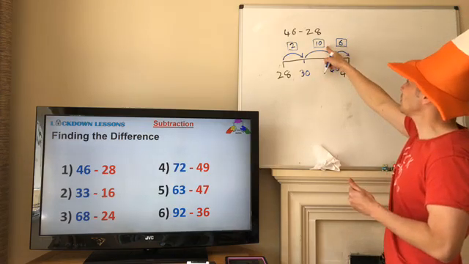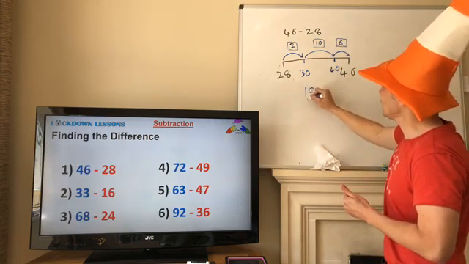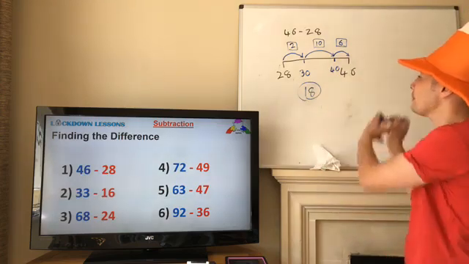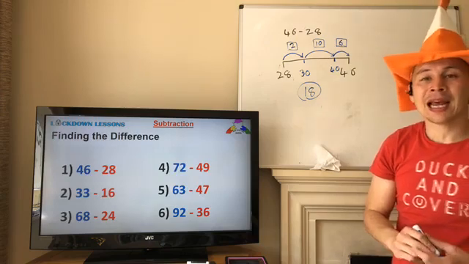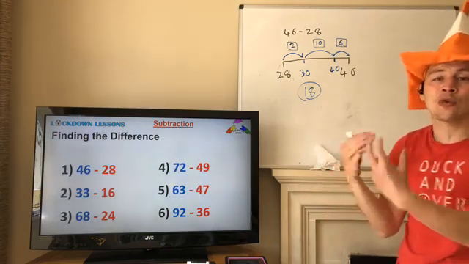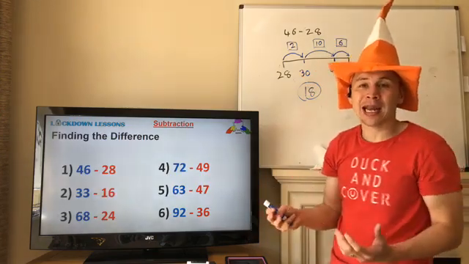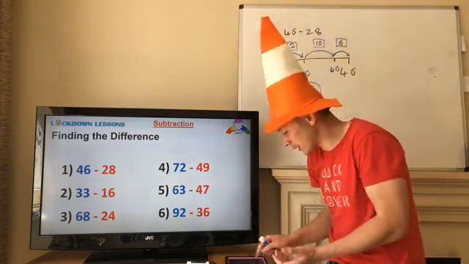Sorry, I'm skipping a question. So 10 plus 6 plus 2 gives you 18 for the difference. Okay, so you can use this jumping method, or you can, of course, just do 46 take away 28. It doesn't really matter, to be honest, as long as you know they are the same thing. Finding the difference and taking away are all different words for subtraction. They all mean the same thing.